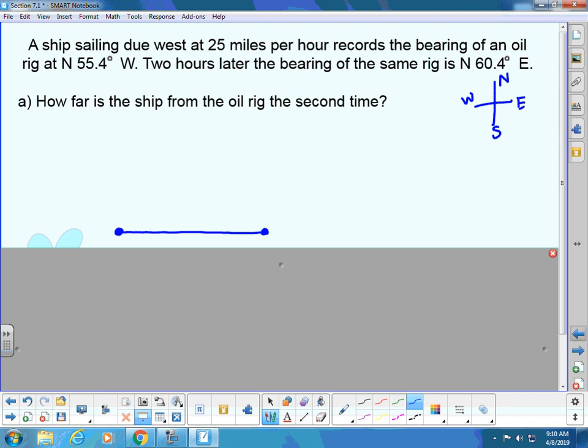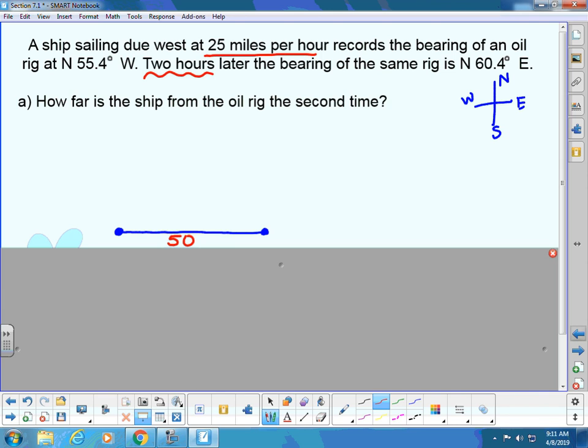First thing I notice is that it's sailing at 25 miles per hour, and it sails a total of 2 hours. So I can take those two pieces of information, 25 and 2, multiply them together, and I know that my ship has sailed 50 miles. So it's going to end up being one side of my triangle.